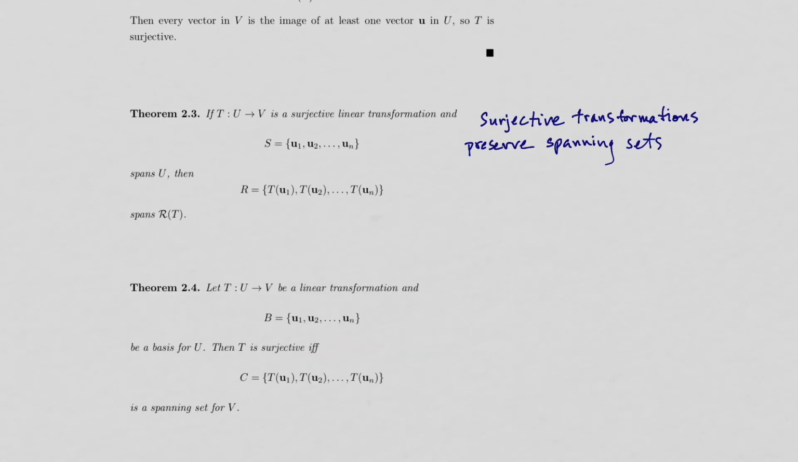Then we have two theorems that are very similar to the theorems we saw about injective transformations. If T is surjective, and S is a set of vectors that spans U, then the images of those vectors, the set R containing those images, also spans the range. Down here, if T is a linear transformation and B is a basis for U, then T is surjective if and only if the set containing the image of those basis vectors is a spanning set for V. Similar to the theorems we saw about injective transformations, we can say that surjective transformations preserve spanning sets. So if I have a spanning set in the domain, the set containing the images of those vectors in the codomain will also be a spanning set.